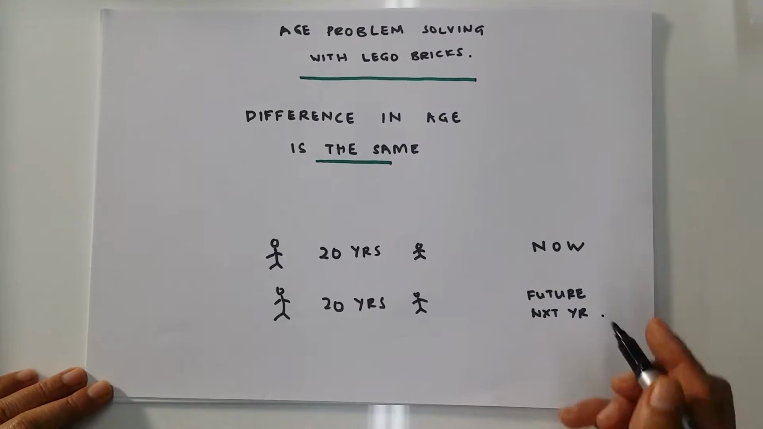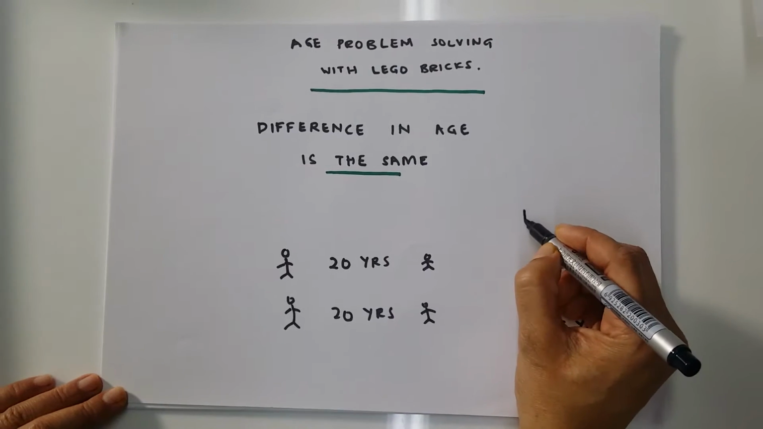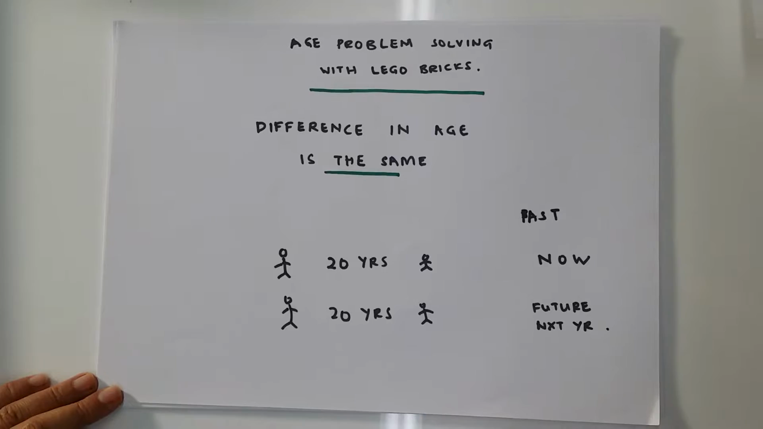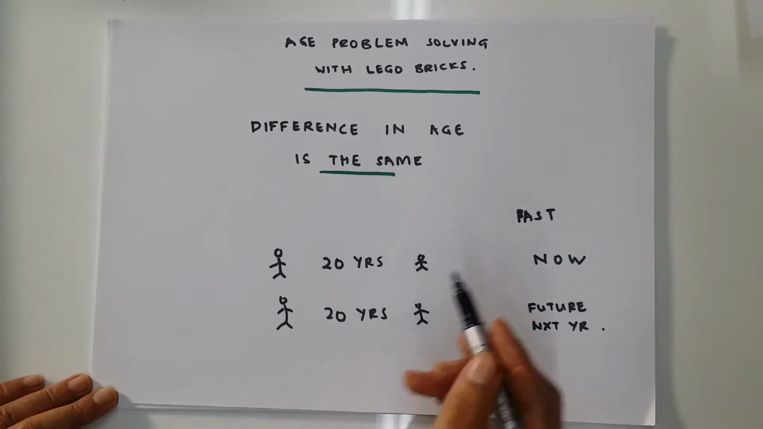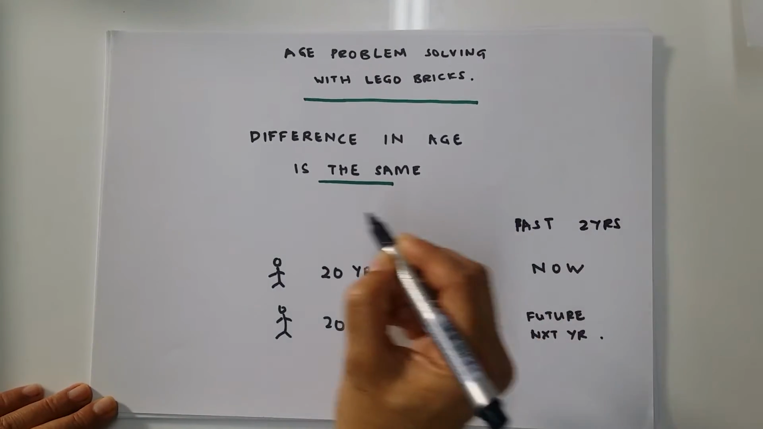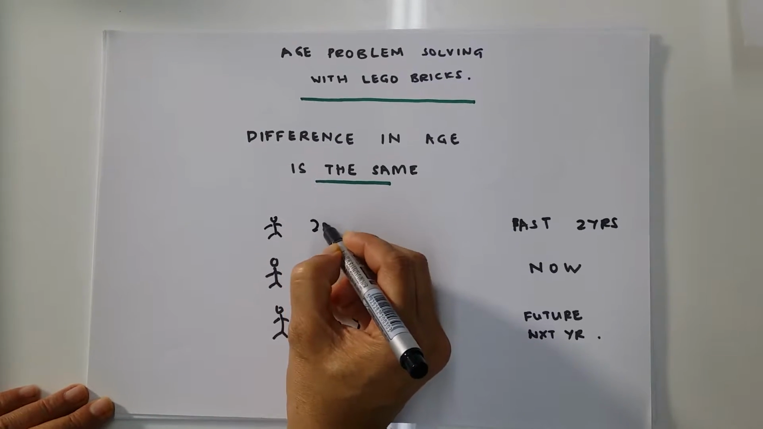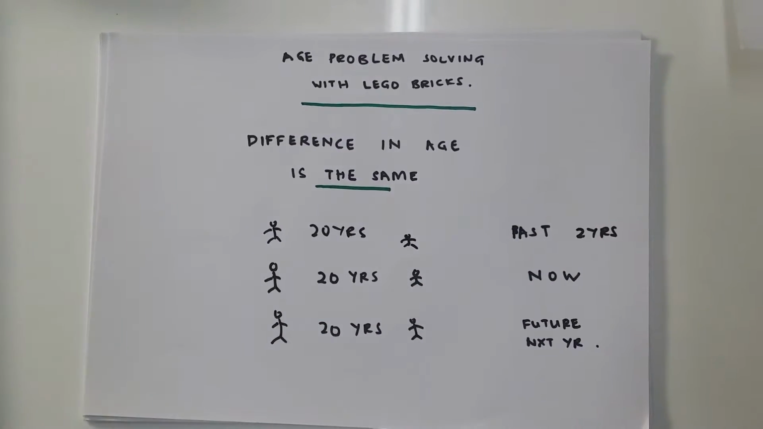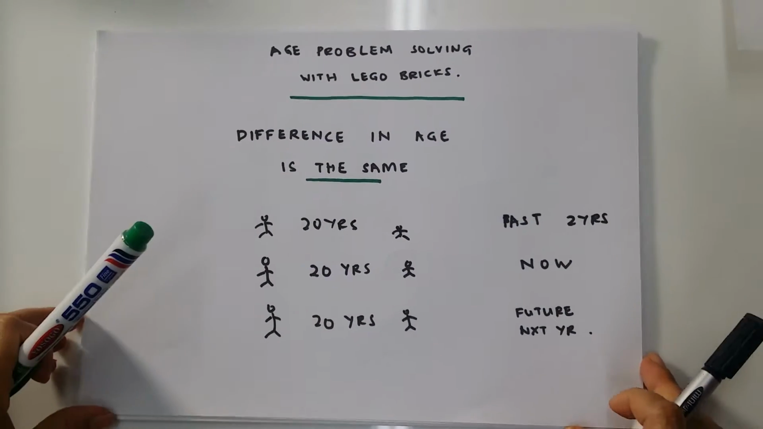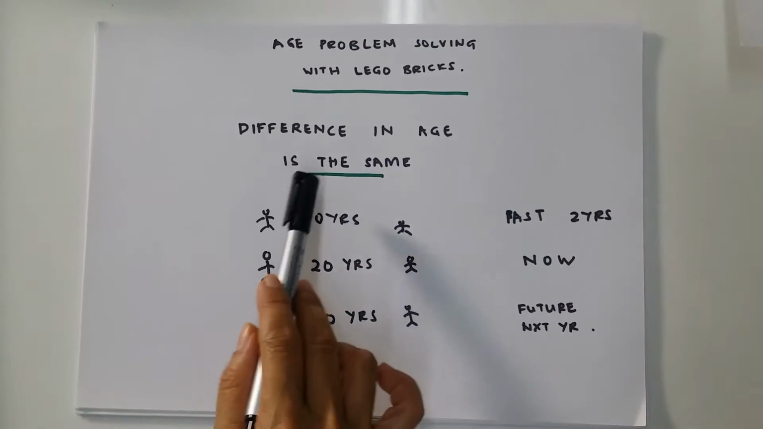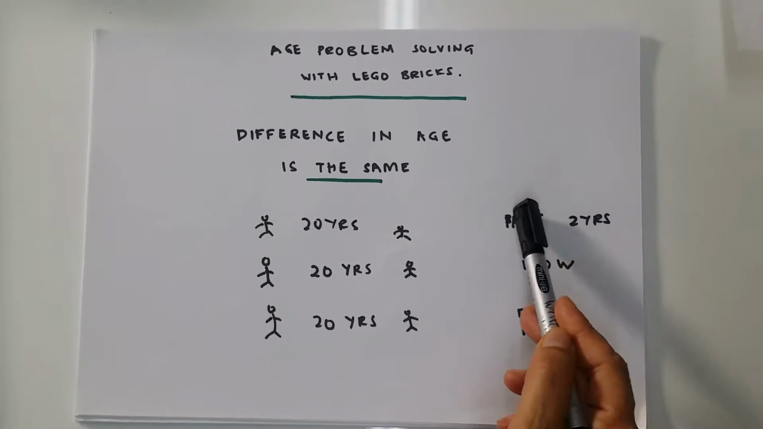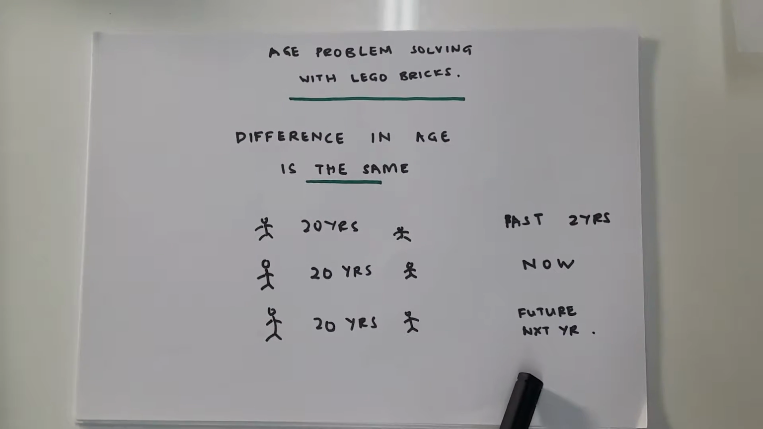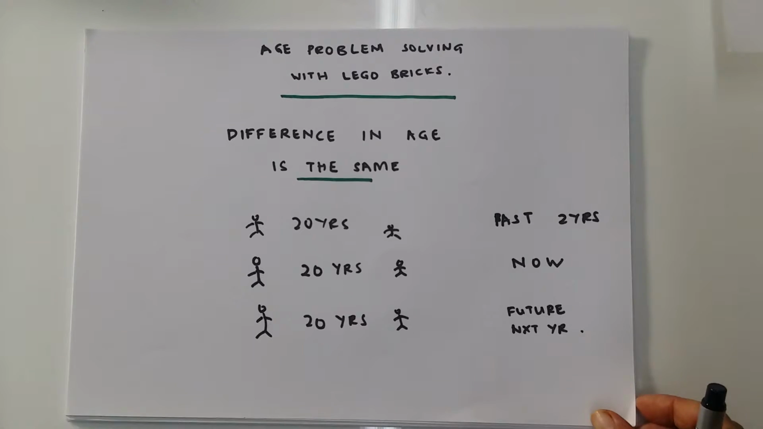Okay, and this is also the same with the past. If 2 years ago, our age difference is still 20 years. So I repeat the same concept again. The difference in age is the same whether it's now, past or future. This we have to understand before we attempt any problem sum involving age.